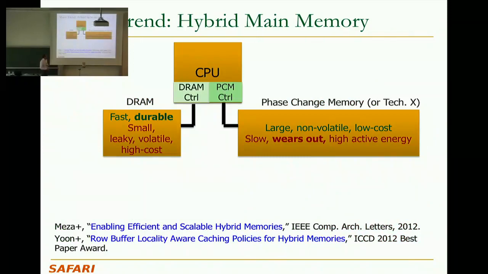As a result, a big trend in computing system design today is to put multiple different types of memory. It could be DRAM, phase change memory. It could be different types of DRAM, for example. That's already happening in GPUs, for example.